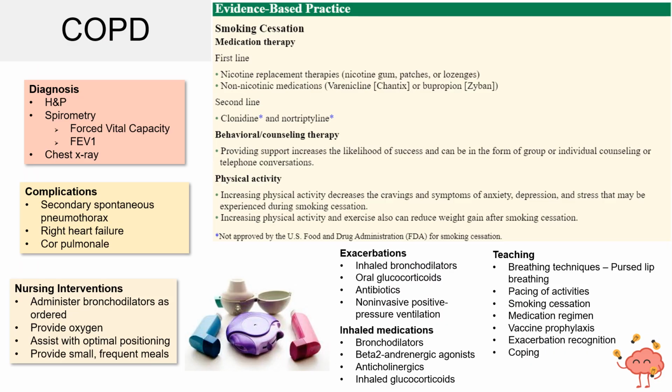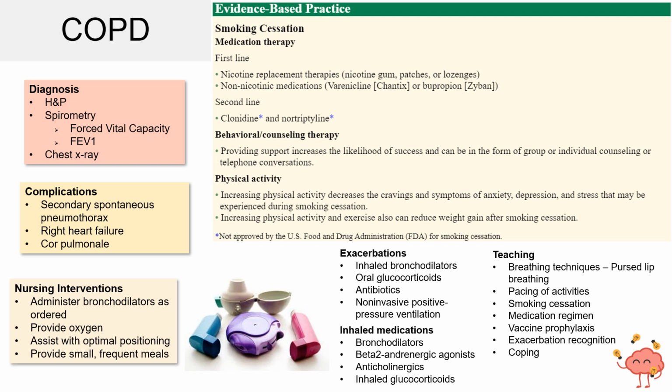Okay, so diagnosing COPD, we're going to get a history and physical, we're going to do some pulmonary function tests, we're going to do x-rays. Complications, this can lead to a spontaneous pneumothorax, right heart failure, and cor pulmonale. Okay, and we don't need to know the details on that. That's not the focus for us at this time.